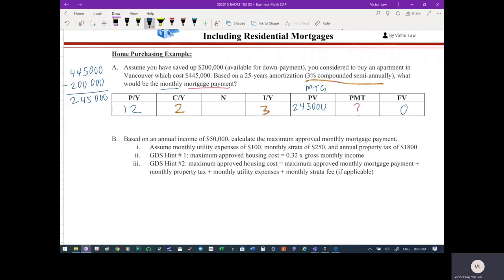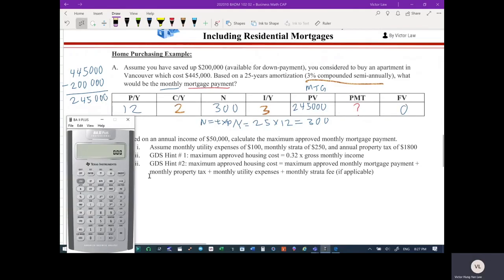And when we have PMT, we know that N equals T times P/Y. So we have 25 years times 12, which gives you 300. That's your N. So we can plug that into the financial calculator, and we're going to compute for the PMT.